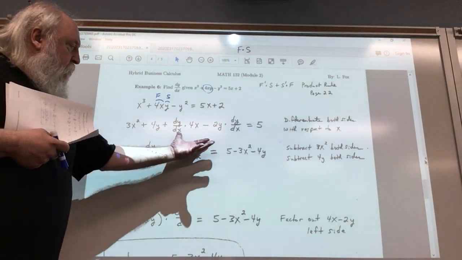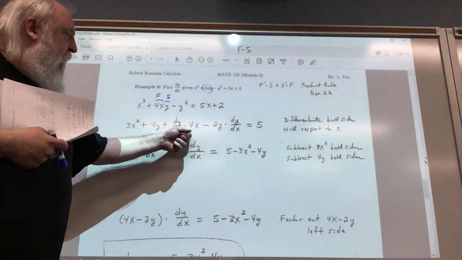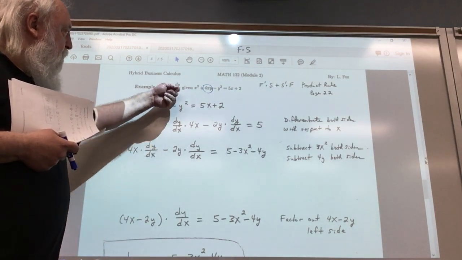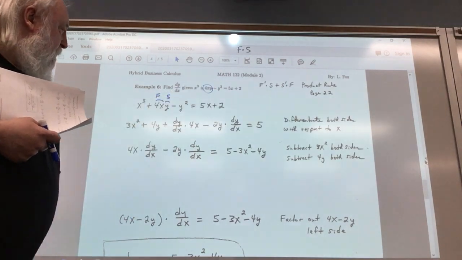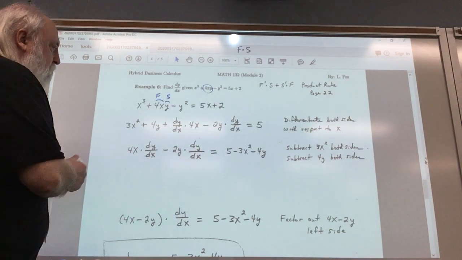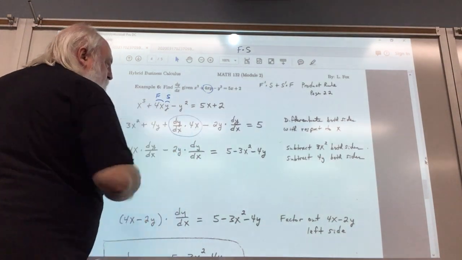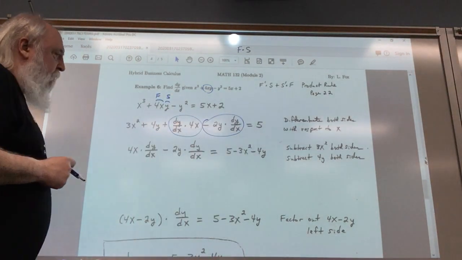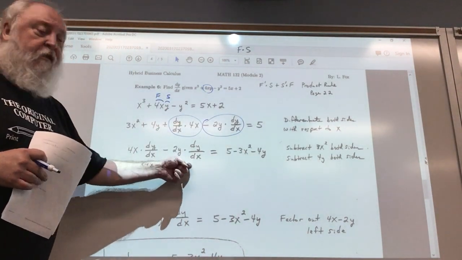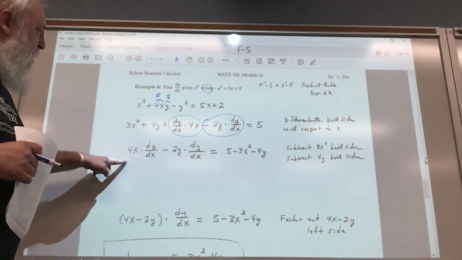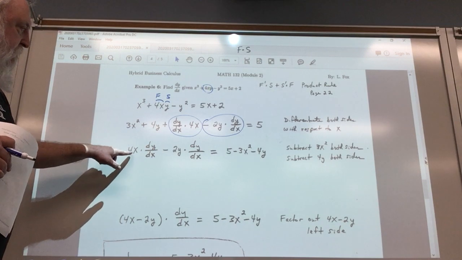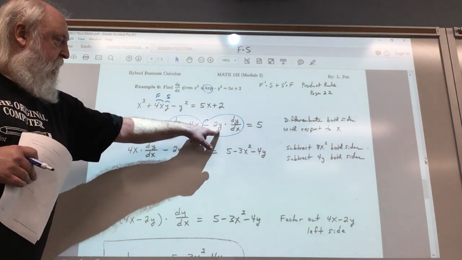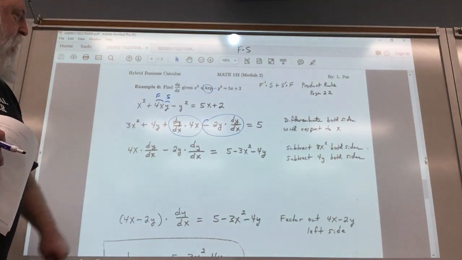Now we have to group like terms and isolate the dy over dx on the left-hand side in order to find the derivative of y with respect to x for this equation. Well, this term contains dy over dx, and this term contains dy over dx. So we're going to keep those two terms on the left-hand side. So I have dy over dx times 4x, switching the order of multiplication, same as 4x times dy over dx. And then I have the minus 2y times dy over dx.